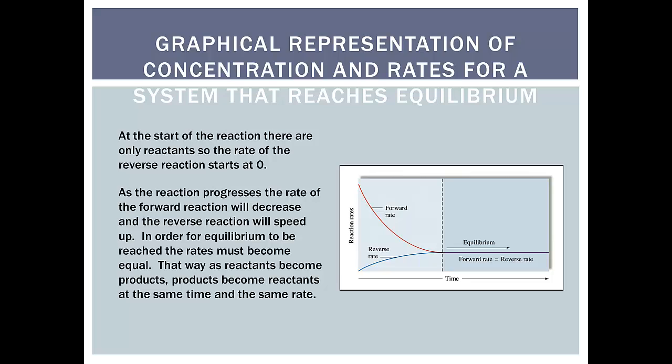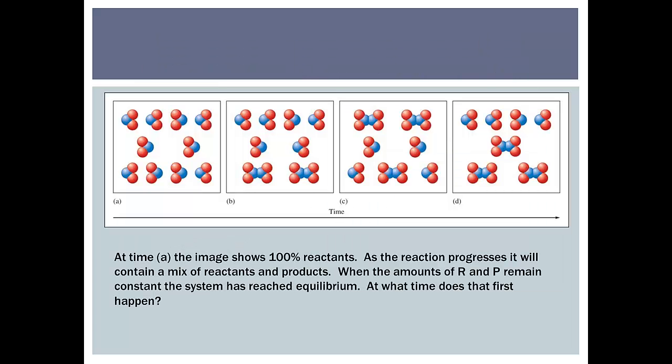So pay attention to what's being shown to you when you're looking at these representations, because if it's concentrations, those don't have to be equal to each other. They do have to be constant, though. But rates, they do have to be equal. So here we have another particle diagram that's illustrating a reaction that's starting with 100% reactant at the beginning and is going to form some products. It's a reversible reaction.